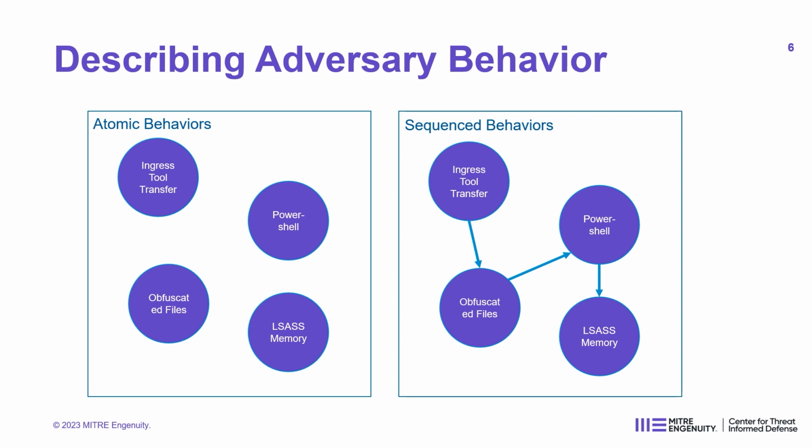As an alternative, if you take a look at the right side, it's the exact same four behaviors, but this time we've assembled them into a sequence. The ingress tool transfer leads to having the obfuscated PowerShell scripts, which then leads to PowerShell execution, which then leads to process dumping. What this is showing you is not just the behaviors in isolation, but how they relate to each other. And there's kind of a subtle distinction I want to point out here.